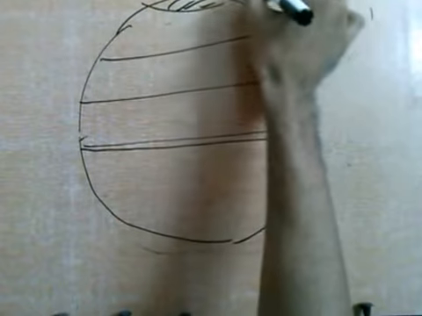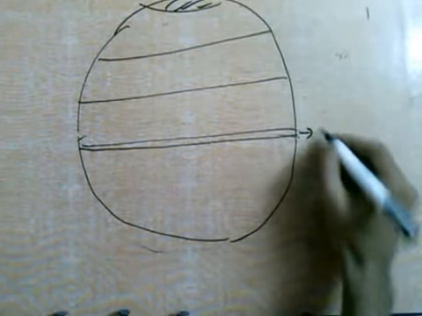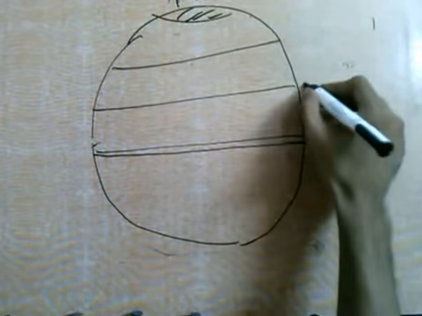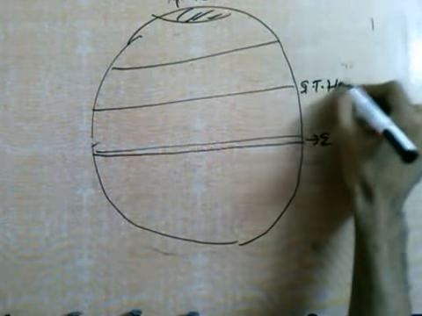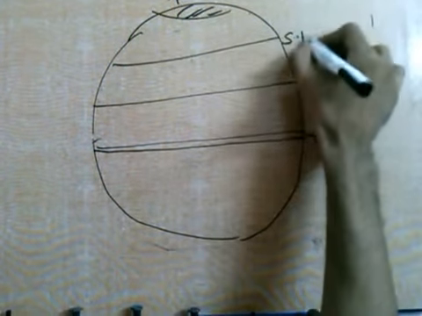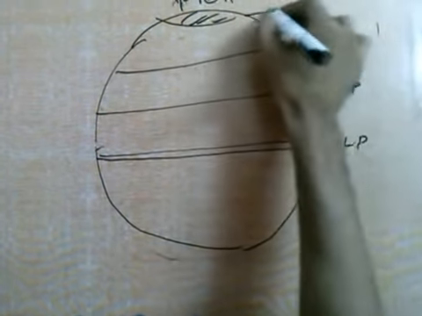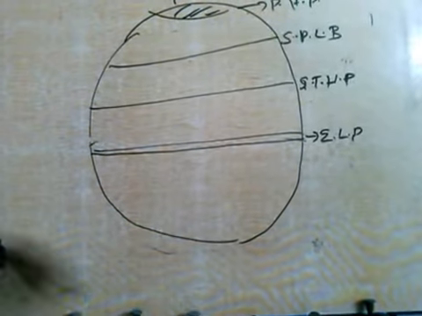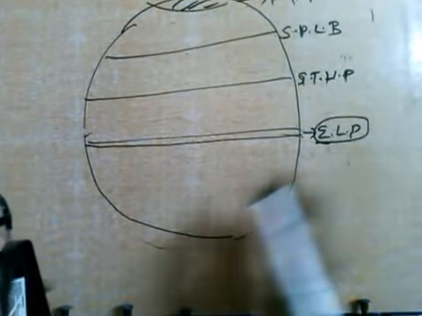So next we are going to see about pressure belts. There are four belts. This is the equatorial low pressure belt. This is the subtropical high pressure belt. This is the subpolar low pressure belt. This is the polar high pressure belt. So first we look into the equatorial low pressure belt.